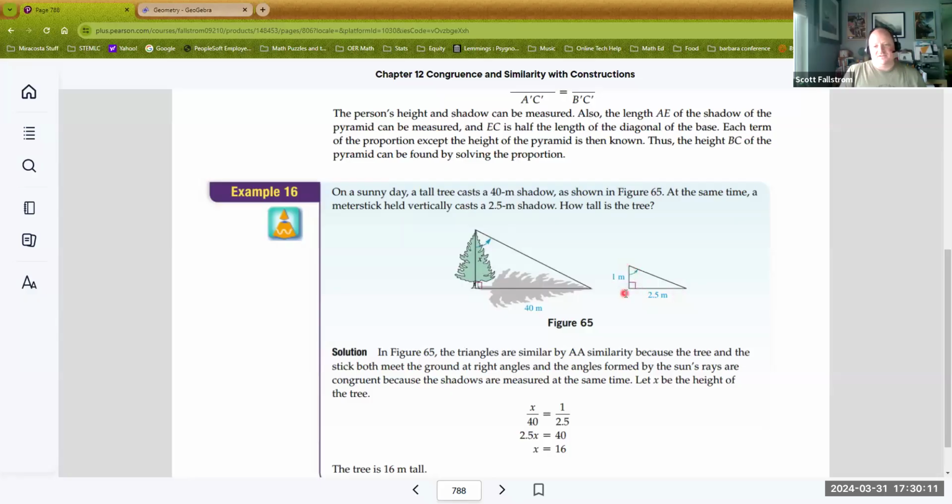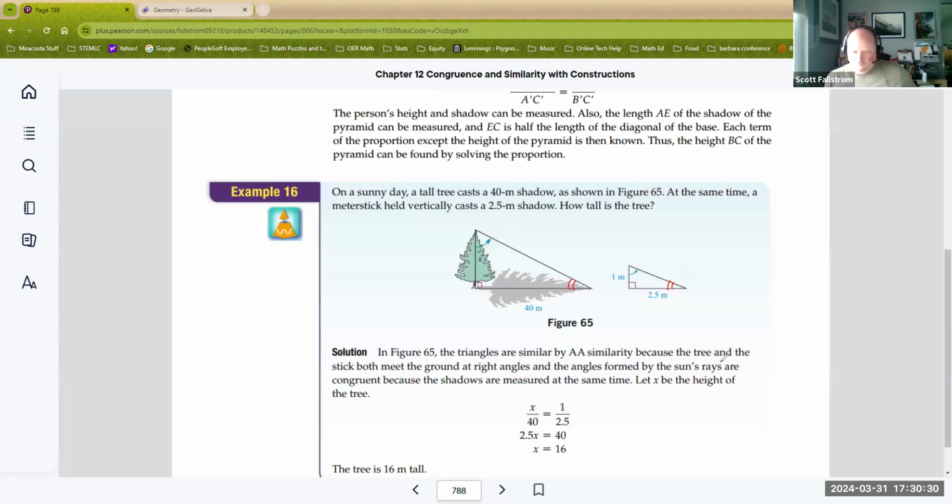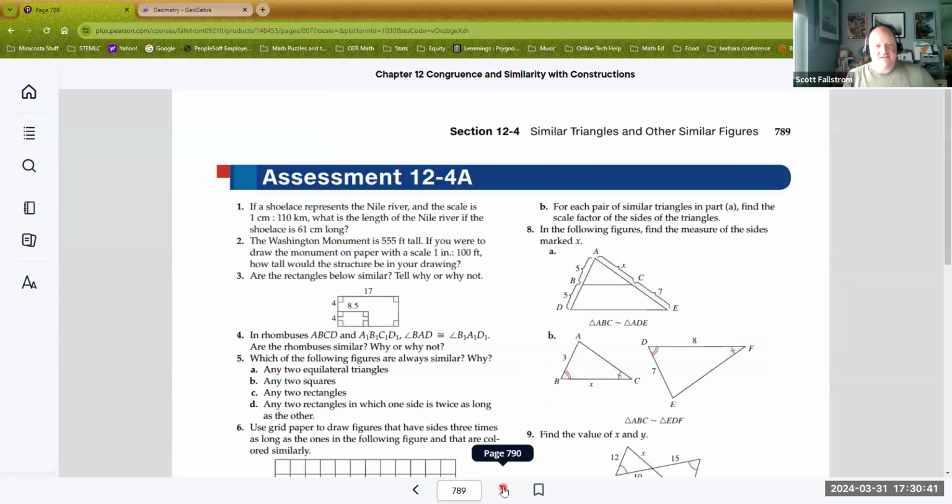Awesome. If a meter stick casts a 2.5-meter shadow and the tree casts a 40-meter shadow at exactly the same time of day, I could use that to create similar triangles because I have an angle and the sides have to be proportionate, but also the angle of the sun coming in is going to create congruent angles here. Okay, so angle similarity, and you are off and running with your proportions. You will see some of those questions in the textbook.